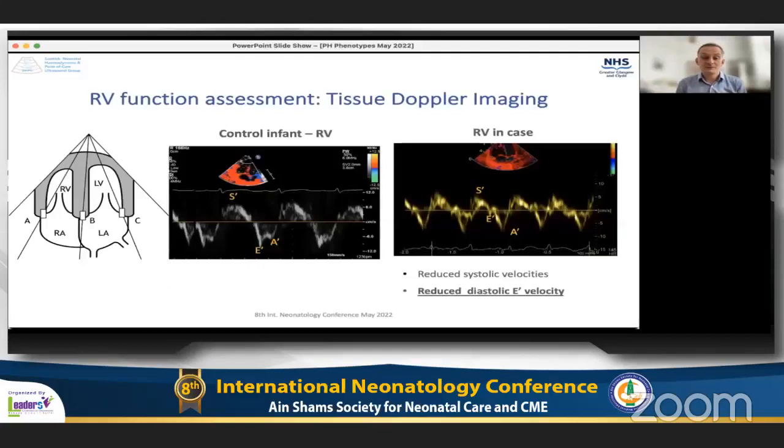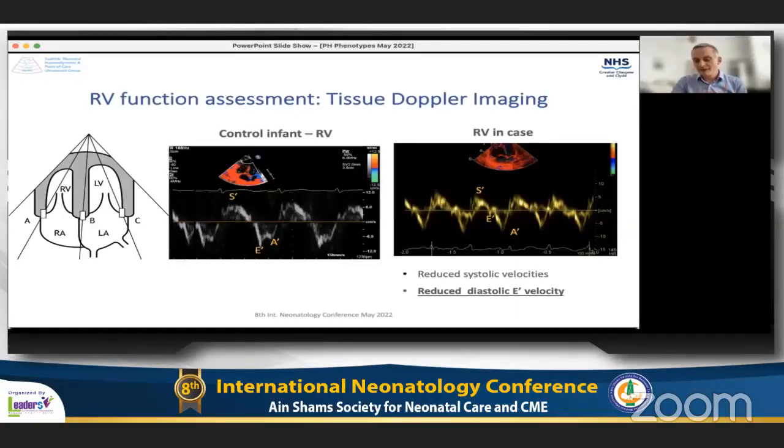Another technique which we've used to show that in babies with PPHN, including in this particular case, is tissue Doppler imaging, which allows us to look at the relative myocardial velocities in the ventricle, and in particular in the right ventricle and the septum. And what you see in the middle panel is a waveform from a control infant compared to this case in the right-hand panel. And what you can see is a reduction in the systolic tissue Doppler velocity, or S prime, but also very strikingly, a reduction in the E prime or early diastolic velocity, indicating impaired diastolic function in this right ventricle.